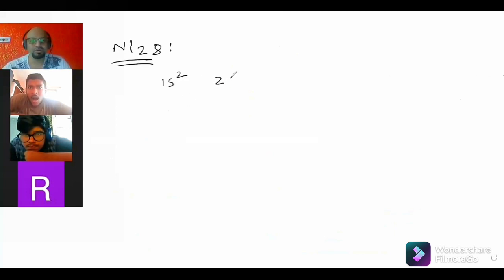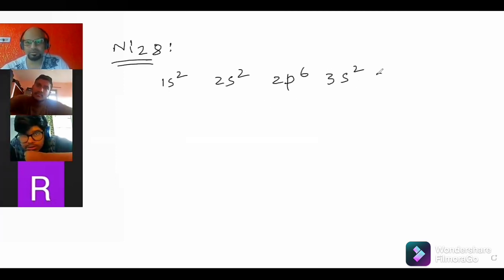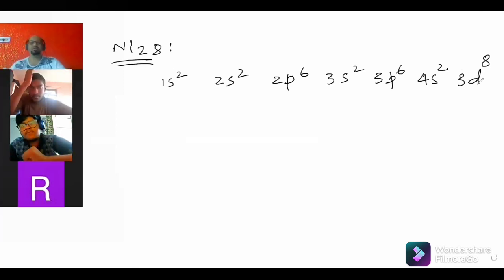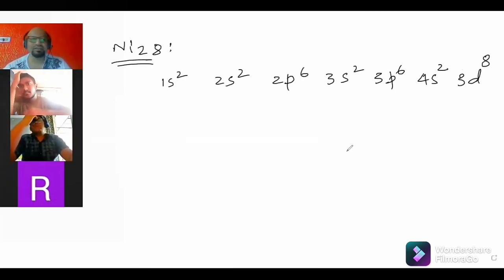1s2, 2s2, 2p6, 3s2, 3p6, 4s2, 3d8. So now our valence shell electronic configuration, how to choose?